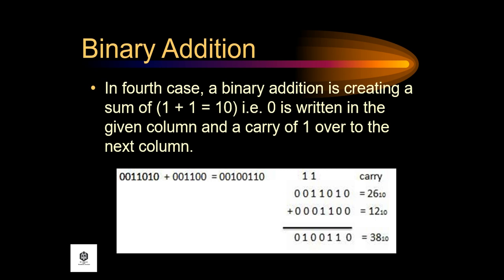For example, 0011010 plus 0001100 is equal to 0100110, or 38 in decimal.